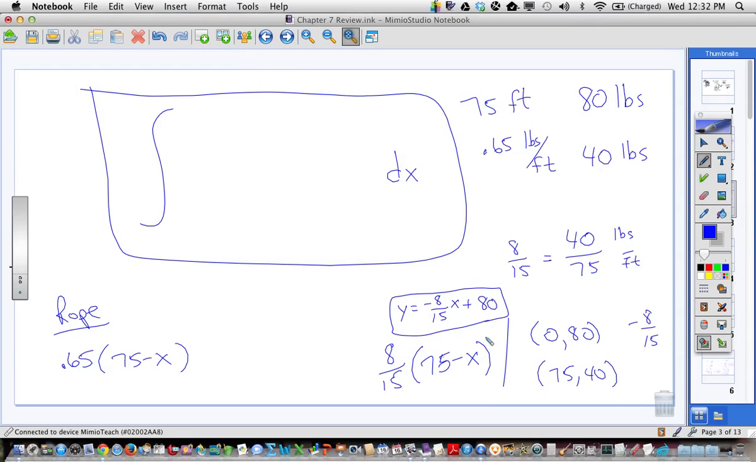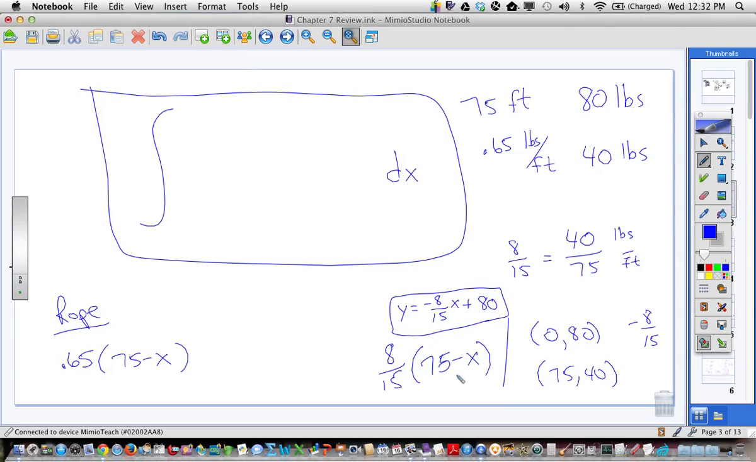Now, here's what has to happen. Here's the way you have to think about it. When you put a 0 in for x, 0 pounds pulled up, you need to have 80. When you have 75 pounds, you need to get 40, right? So when you put 75 in here, those cancel, you get 5, you get negative 40 plus 80, which is 40. So that comes out to be 40.